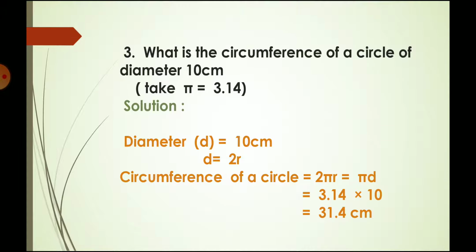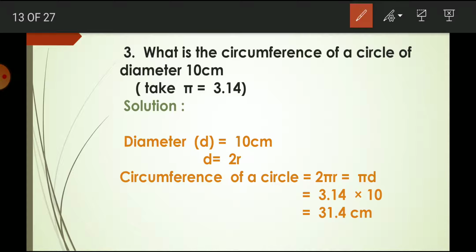See, what is the circumference of a circle of diameter 10 centimeter. Here we are going to find the circumference of a circle. They give a value of diameter, that is d. So d equal to 2r, and the circumference of a circle is 2 pi r, which becomes pi d, because 2r is changed into d. So pi into d. They gave the value of pi as 3.14 into 10. Okay, so the answer is 31.4.